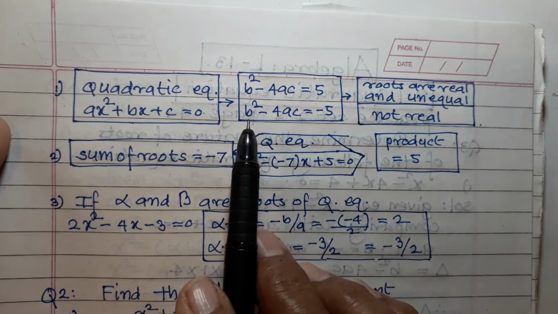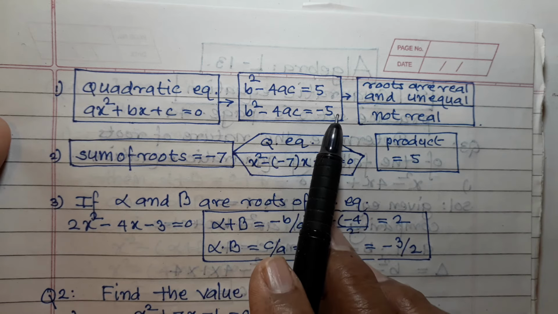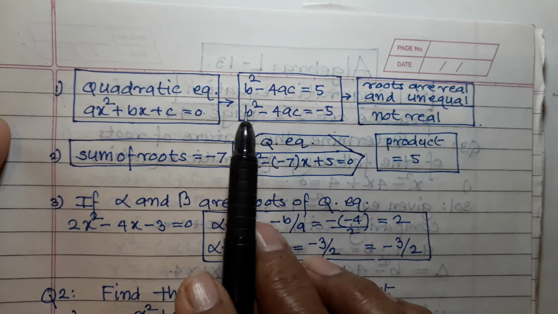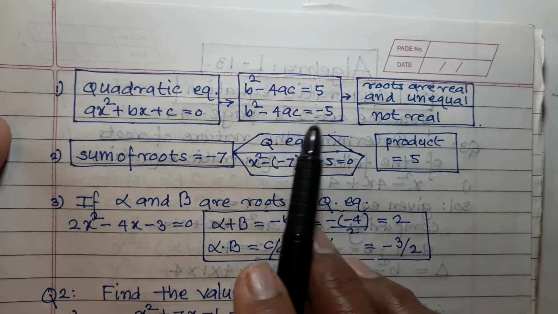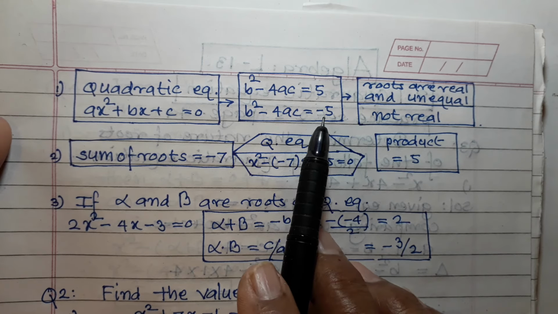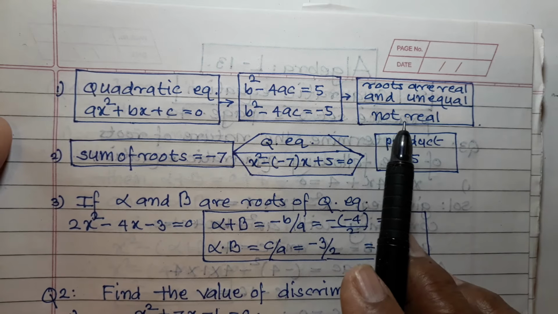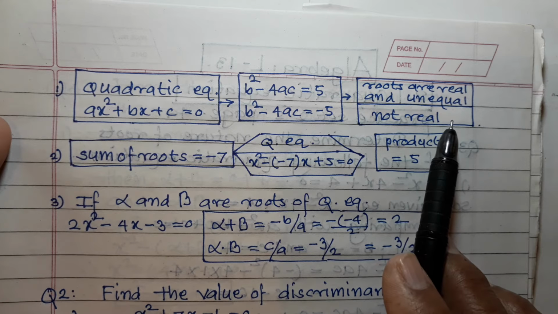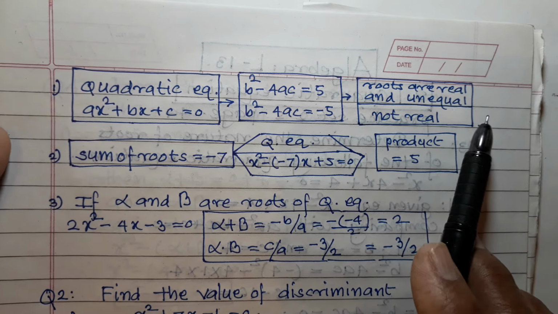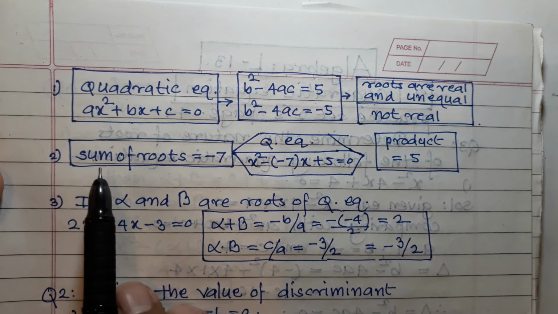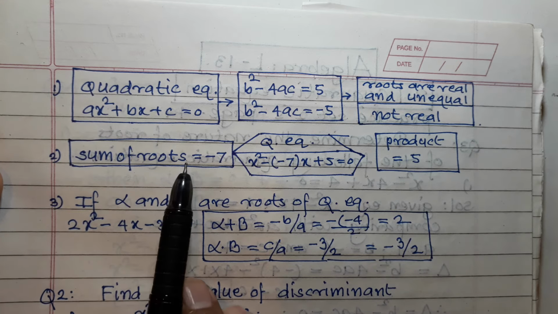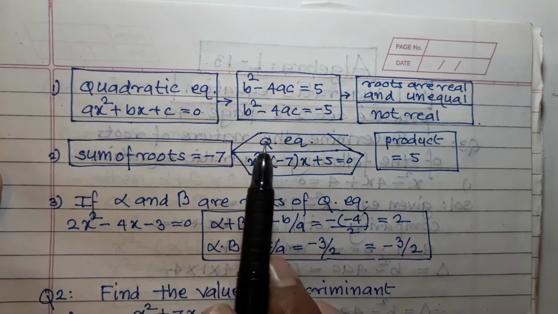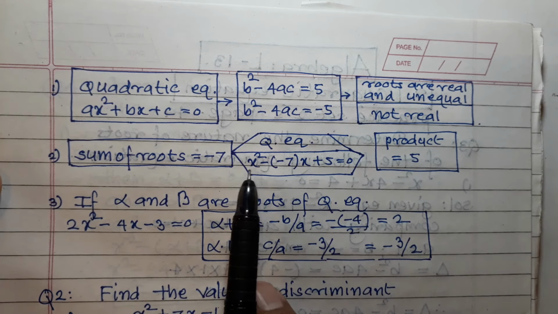Now here, given b square minus 4ac is equal to minus 5. That means it is negative. That means b square minus 4ac is less than 0, and hence the roots of this quadratic equation are not real. Okay.